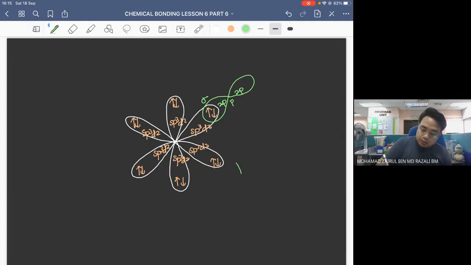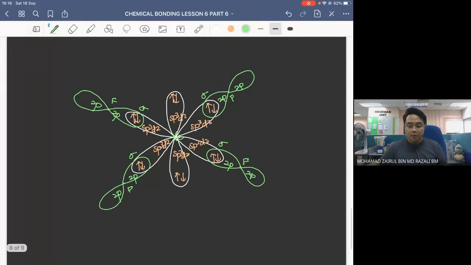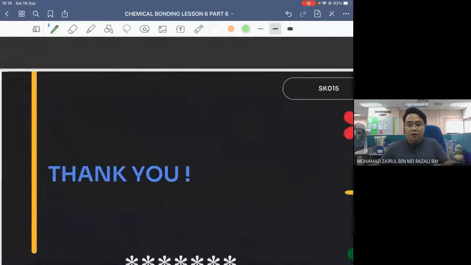Okay, this one also another one. Okay, this one 2p, label fluorine, label sigma bond. Okay, one here. Okay, so label the orbital, label the element, label the type of overlapping. Okay, sama juga yang macam ni. So 2p, label element, label type of overlapping. So this is the orbital overlapping diagram for the Xenon Tetrafluoride. Okay, I think that's all for orbital overlapping.